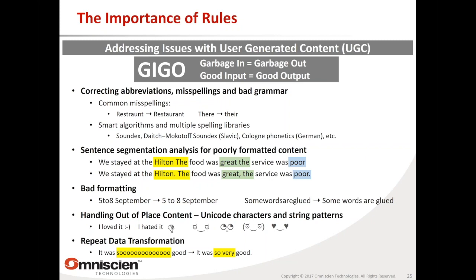We also can handle repeat data. So in this case, it was so good, can be broken down to so very good, so that it's more translatable. So that's a simple example. It's the old rule, garbage in, garbage out. So if you can create higher quality source, you get higher quality output.